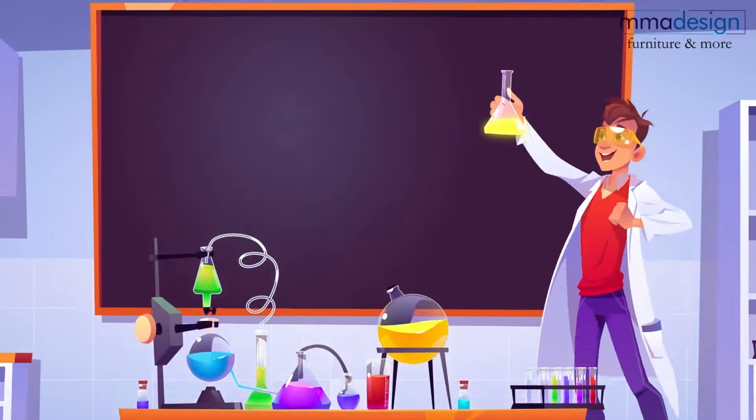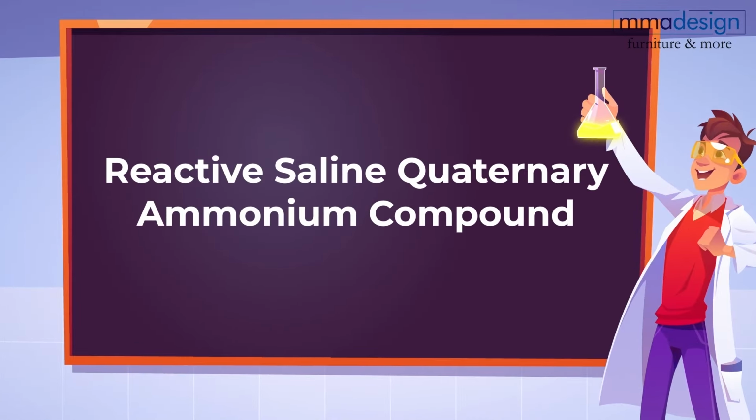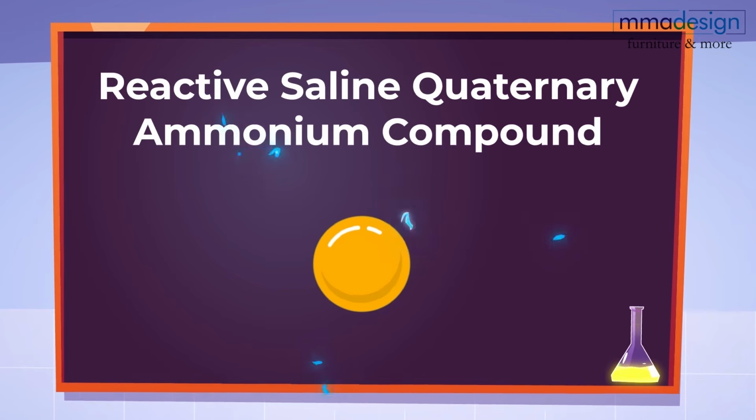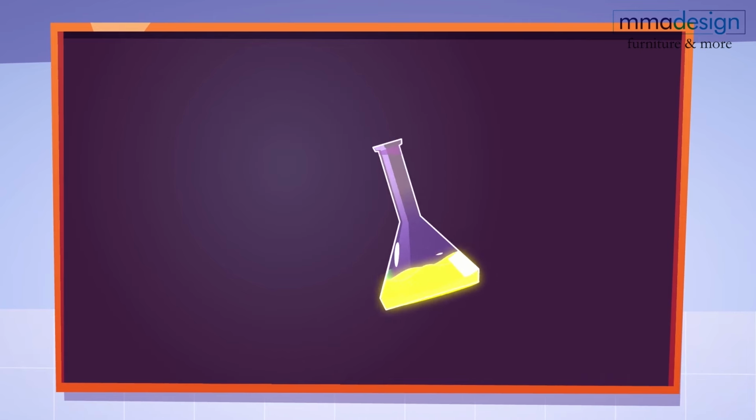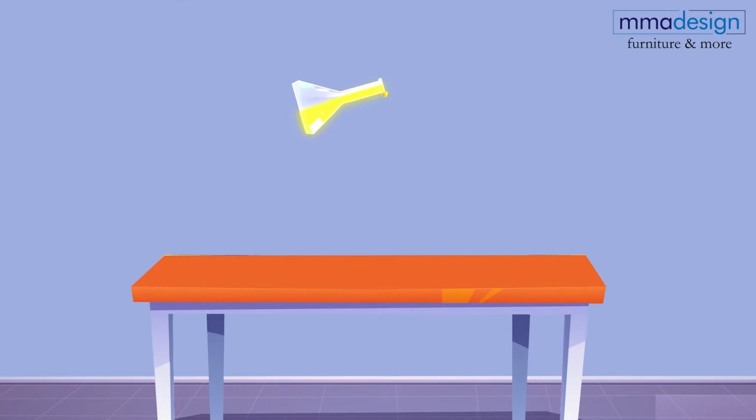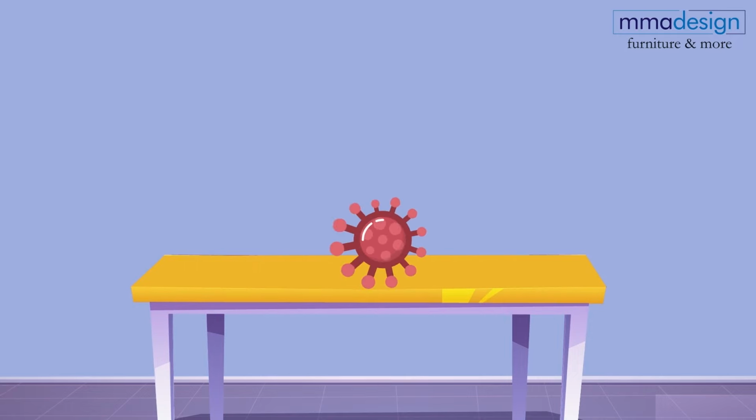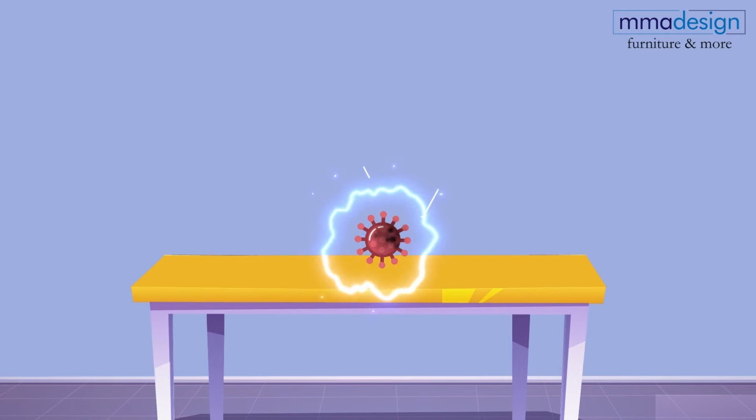AI Shield is your perfect solution. It uses the active agent reactive saline quaternary ammonium compound, a charged polymer, to form a virtually irremovable coating. When any microorganism comes in contact with the treated surface, AI Shield mechanically stabs its cell membrane and then electrocutes it, leaving it completely ineffective.